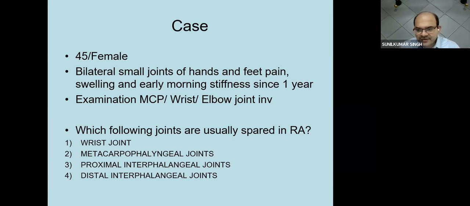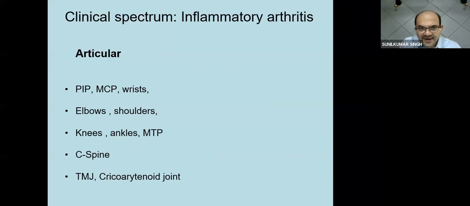So you can give it a thought, you can put the answer there, you can answer, or obviously if you know it, we look at the clinical spectrum of inflammatory arthritis, and then I'm sure the answer will be very obvious.